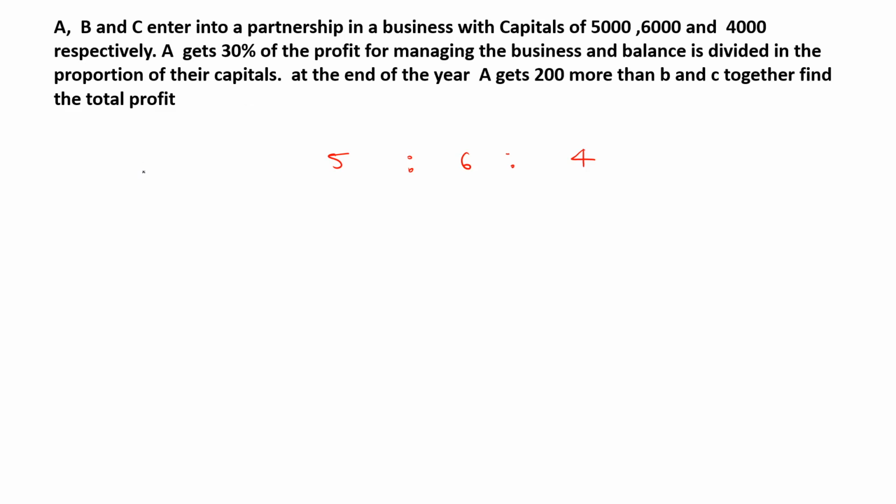But what I have introduced you in my previous videos is just to transfer that 30% from B and C to A. A gets 200 more than B and C together. And A gets 30% of the profit for managing the business. Just transfer that 30% from B and C together to A. B and C together got 10 units and 30% of 10 is 3. Transfer that 3 to A, then A would be with 8 and B and C together would be with 7.